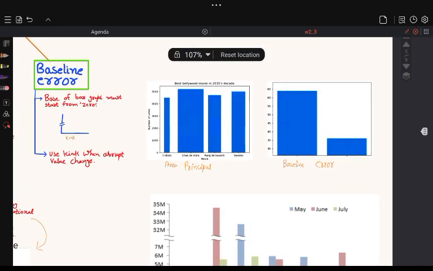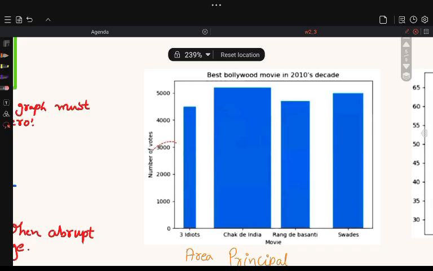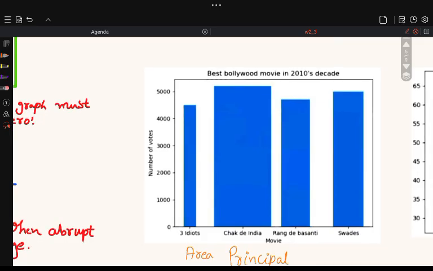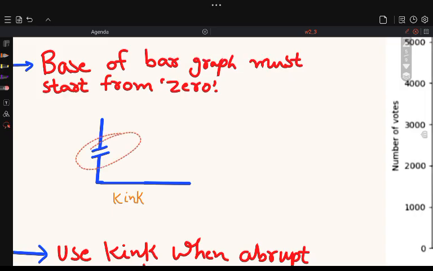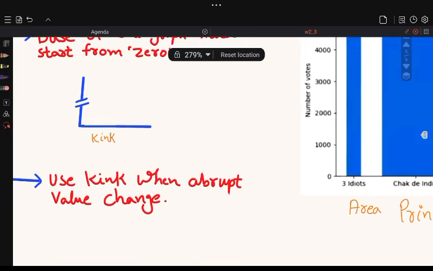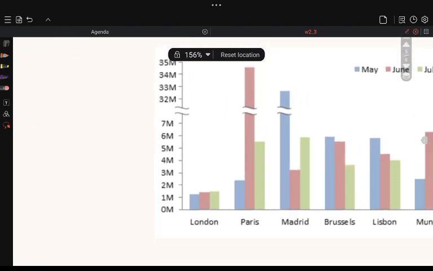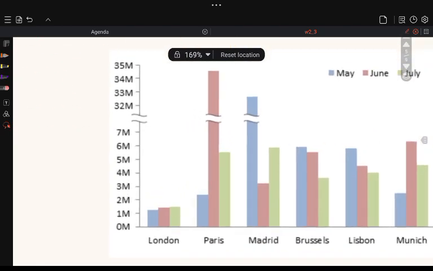And whenever there is an abrupt change, see, if it was 3000, and in this case if it was not 4000 but 70,000 or any abrupt change, we should use a symbol called a kink in this place, to represent that there is an abrupt change and we should be prepared for it. For example, in this bar chart, see, 7 million to 32 million, a very abrupt jump. So a kink is used for bar graphs also in the y-axis. It can also be on the x-axis in certain cases, but in this case it is on the y-axis. So whenever there is an abrupt change, the kink is used, right?